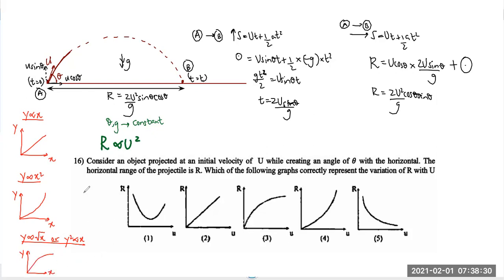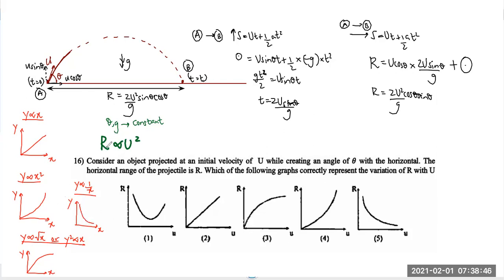And sometimes we come across a relationship like this: y is inversely proportional to x. For that, the graph will look like this. So these are very common graphs you will come across in physics in future lessons. You have to have this idea in your mind. Okay.